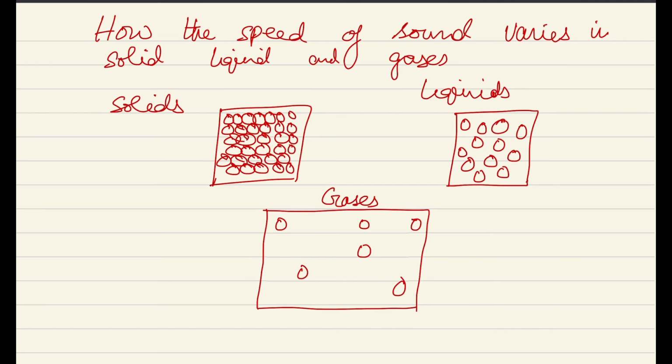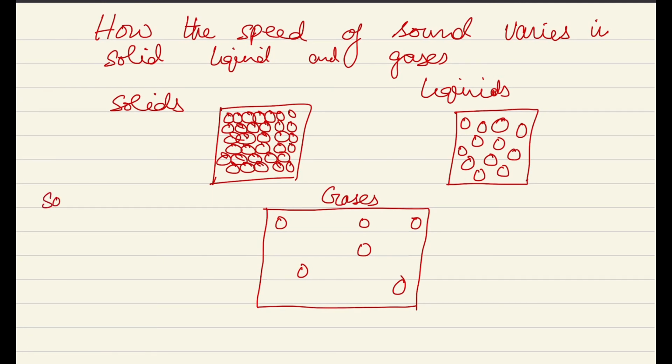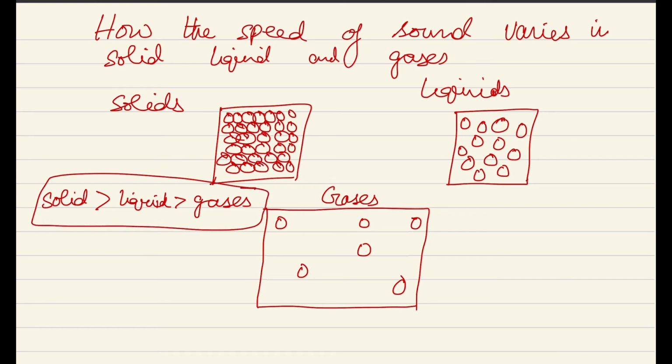So let me just draw the comparison of the speed of sound in solid, liquid, and gases. So the comparison is over here. In solid, the speed of sound is maximum, then liquids, and in liquid, the speed of sound is bigger than in gases. So this is the comparison. The speed of sound is maximum in solid, then comes the liquid, then comes the gases. Got it? So that was about the speed of sound.